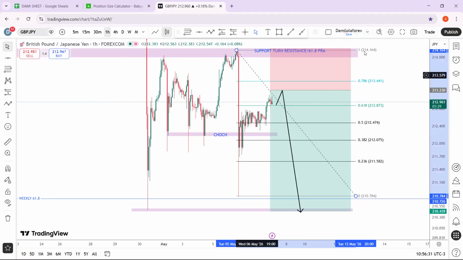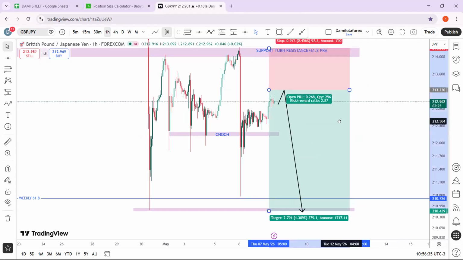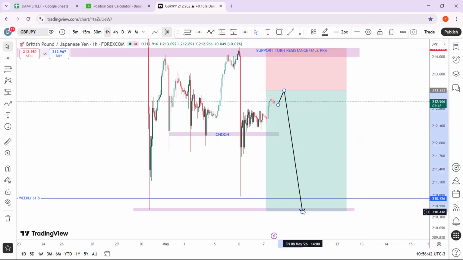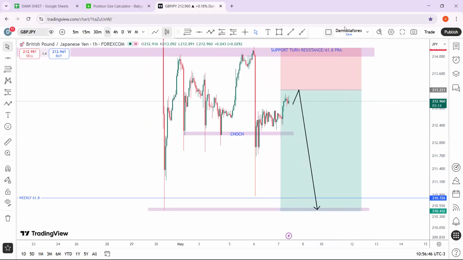So I'll just take this one off a bit. I'll bring this a bit closer. We're going for about 1 to 2.8. And I'll just save the setup, and we all will get set to make money together on this trade.